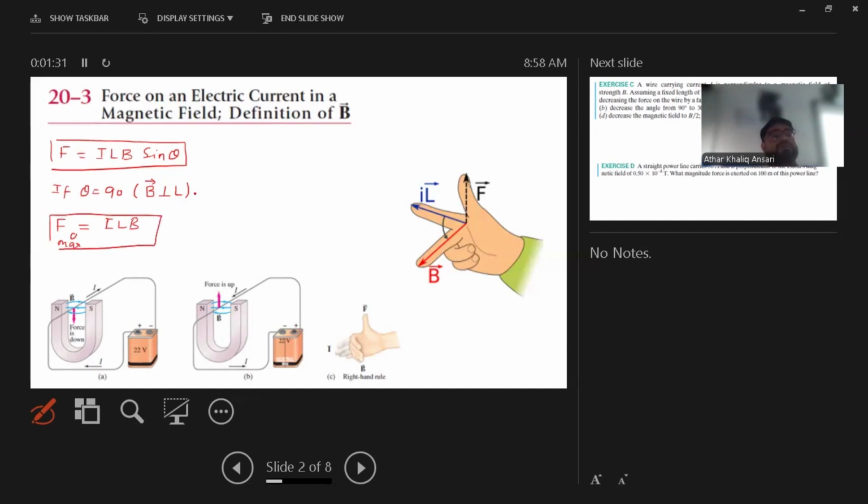But when theta is 0 degrees between B and L, what will happen? It means that there will be no force acting on the wire, because sine 0 is 0. So the force will be 0. So the force ranges from minimum to maximum as theta goes from 0 degrees to 90 degrees.